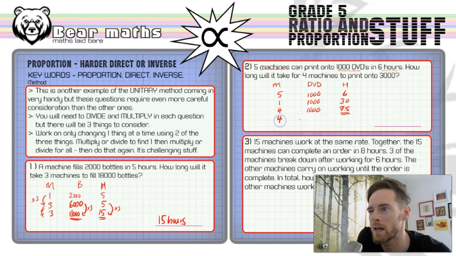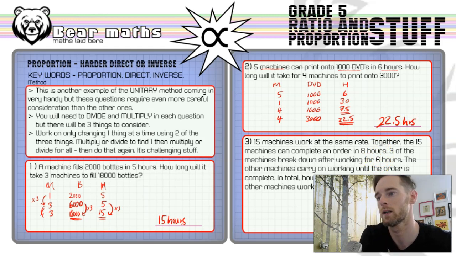So 4 machines, keep that the same. We want 3,000 going on, so we're going to have to multiply this by 3. So 7 times 3 is 21, and a half times 3 is 1.5. So 22.5 hours would be the answer to that question. All right, 22.5 hours. Pretty tricky, but probably not as tricky as the third one.